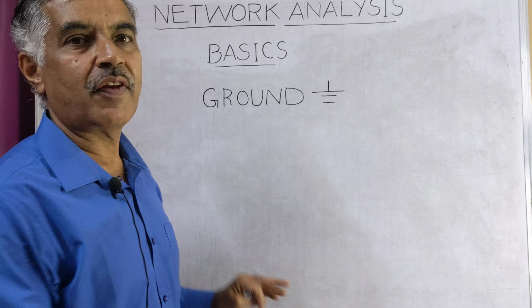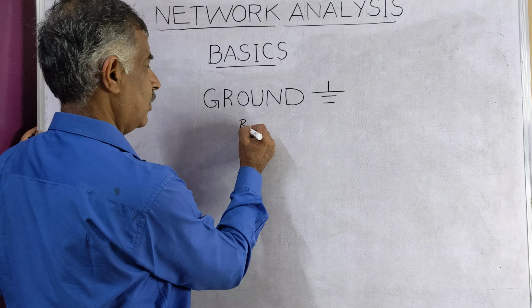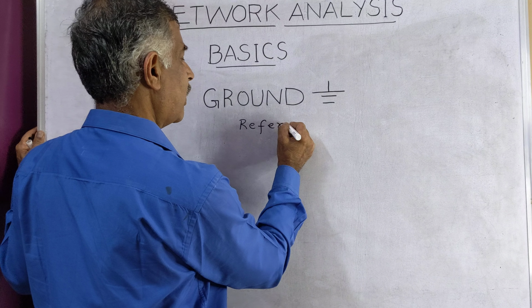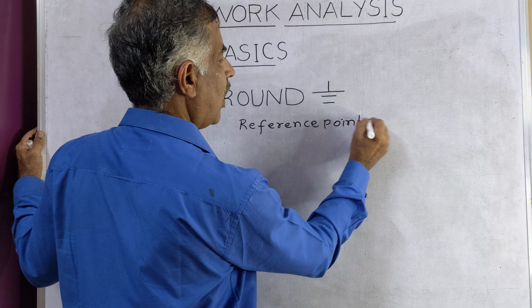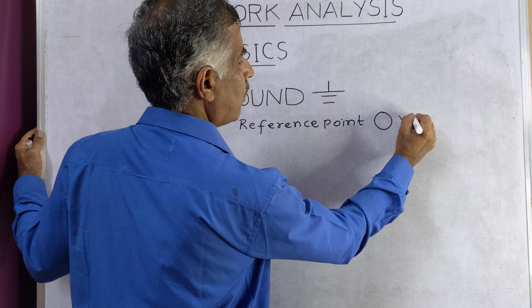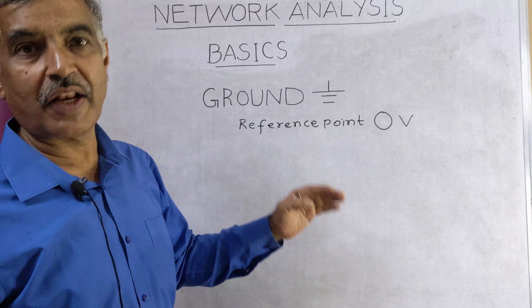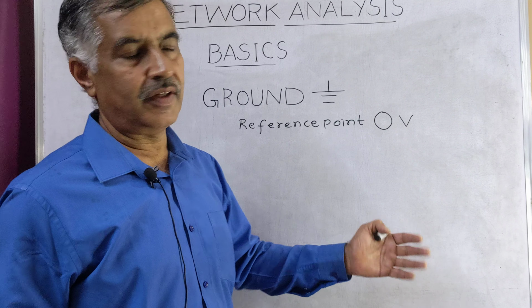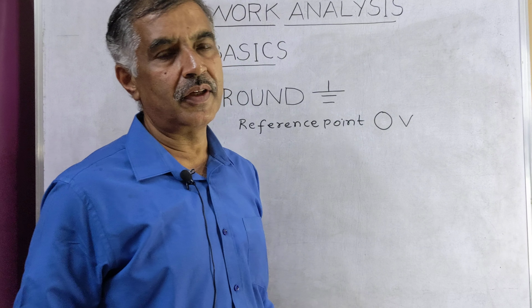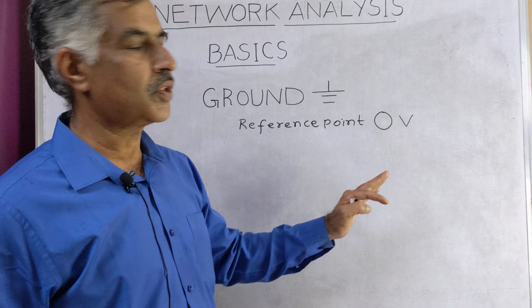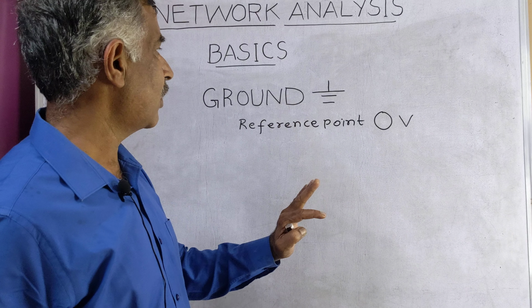Ground means reference point, or 0 volts point. 0 volts, reference. Because it is a reference, whenever it is a reference point, it is referred to as the 0 volts point. In electrical circuits and electronic circuits, we come across ground.